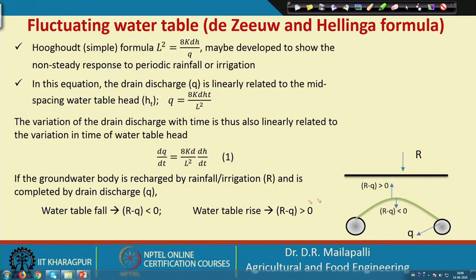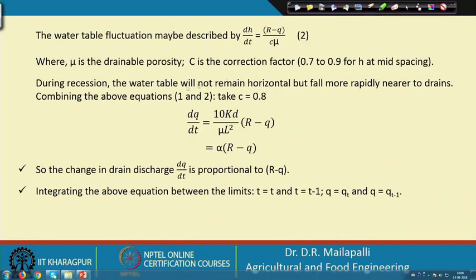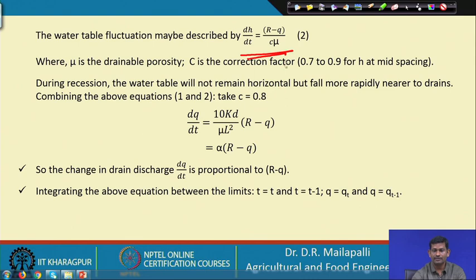So, with this concept and with this formula, we are going to develop the equation for finding out the fluctuating water table. Water table fall happens when R minus Q is less than 0, and water table rise happens when R minus Q is greater than 0. So, the water table fluctuation may be described by dH by dt equal to R minus Q by C mu, where C is the correction factor and mu is the drainable porosity.